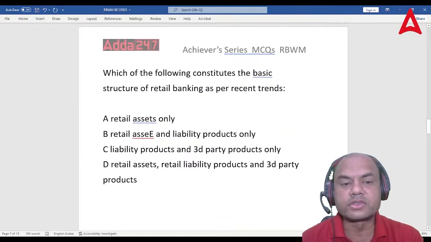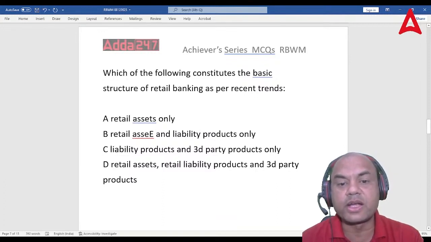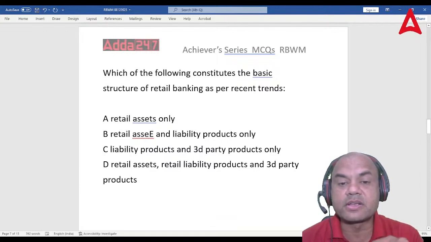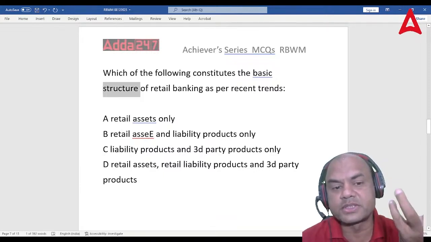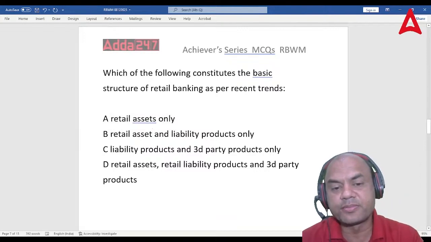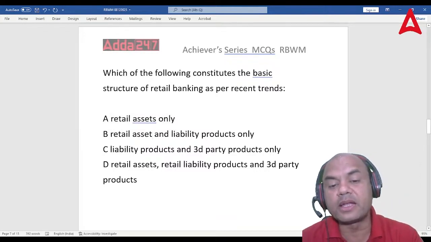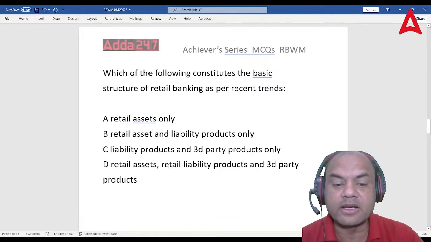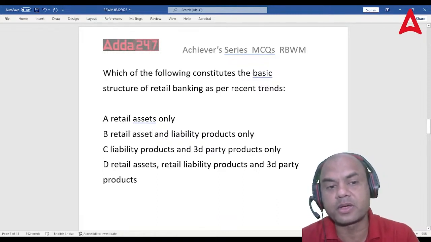Which of the following constitutes the basic structure of retail banking as per the recent trends? So, constitutes a basic structure. Structure means what do we sell? Which one do we sell now? Do we sell retail assets only? Do we sell retail asset and liabilities? Do we sell liability and third party products only? Or do we sell retail asset, retail liability and third party products?